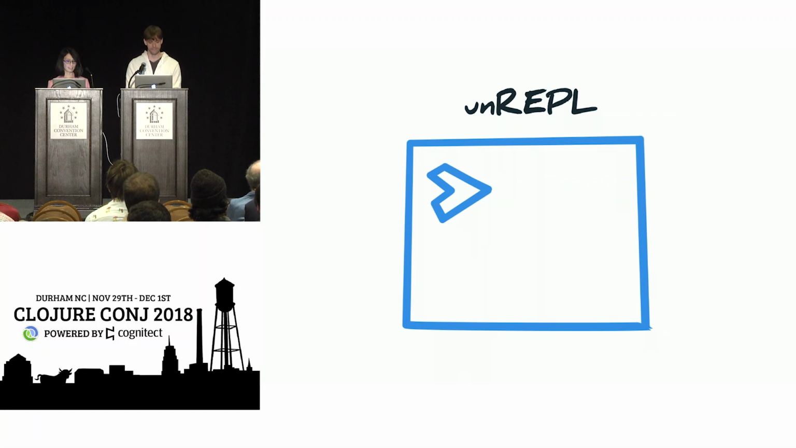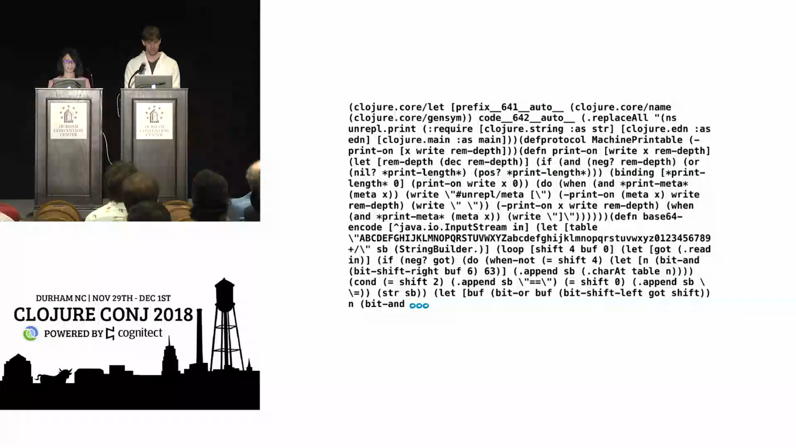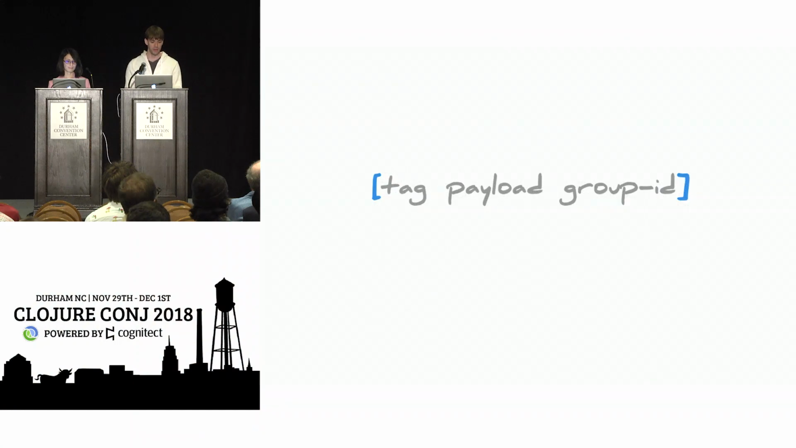So what does this look like? Well, when unREPL connects to a socket REPL, the first thing it does is send over the blob. Here's part of it. This is an intentionally opaque chunk of code that will fully upgrade a socket REPL into an unREPL server that the client expects. And after unREPL upgrades the connection, it starts using messages kind of like nREPL, except they look like this.